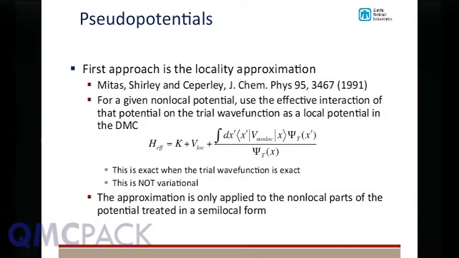All of the interactions that we've talked about in DMC so far have been local. So how do we introduce a non-local potential? The first approach that we use is called the locality approximation. This has been around for some time. For a given non-local potential, we calculate our trial wave function, and then we evaluate this non-local potential using the trial wave function.